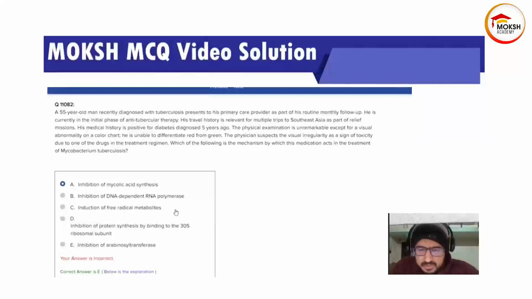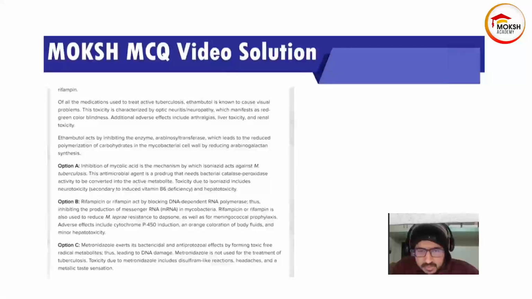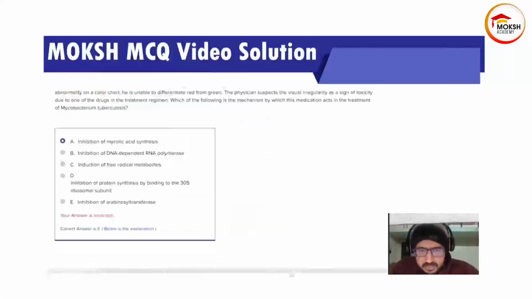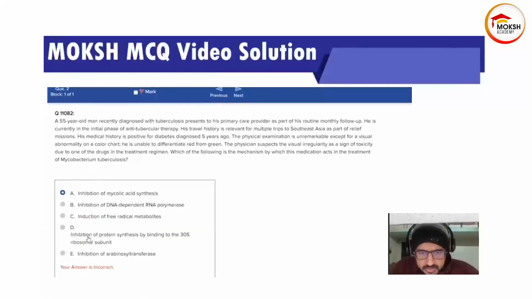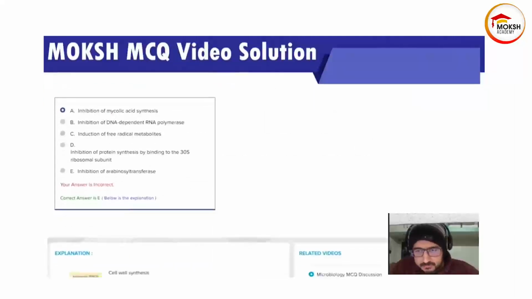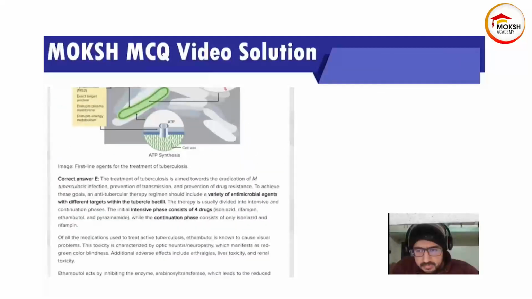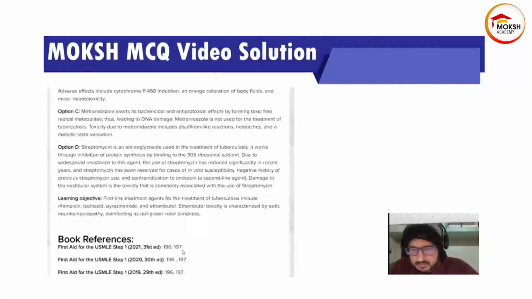Option C is not really in the tuberculosis part, so don't worry about it. Basically, induction of free radical metabolites can be in metronidazole and all, right? And that's all, I think. Yeah, I think I missed one more. Option D, inhibition of protein synthesis by binding to 30S ribosomal subunit. Which drug involved in tuberculosis? All right, very good. Streptomycin.